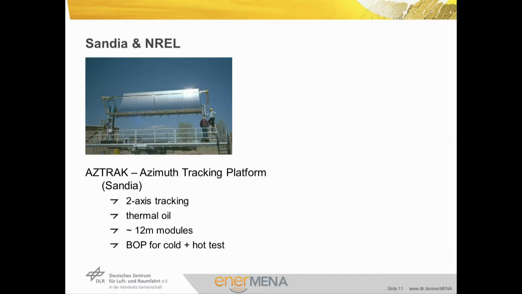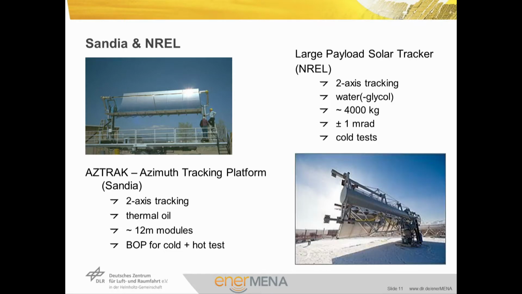A similar two-axis tracking test facility is the Azimuth Tracking platform provided by Sandia. It also operates with thermal oil and can accommodate collector modules of up to 12 meters length. The balance of plant can be used for cold and hot tests. The third two-axis tracking platform available is the large payload solar tracker operated by NREL. It is designed for cold tests, hence determining incidence angle modifiers, and tracks units up to 4,000 kilograms with an accuracy of ±1 millirad. The heat transfer fluid used is a mixture of water and glycol.